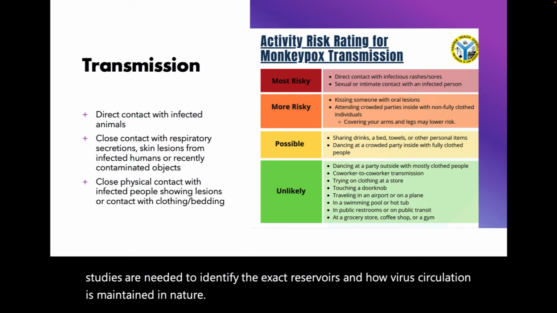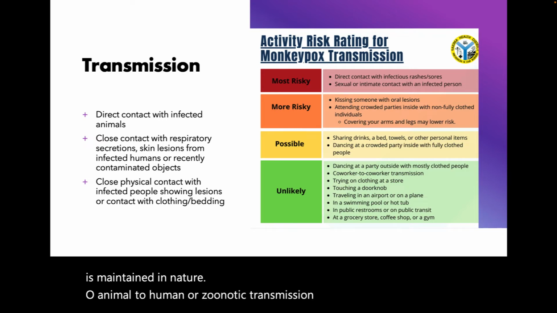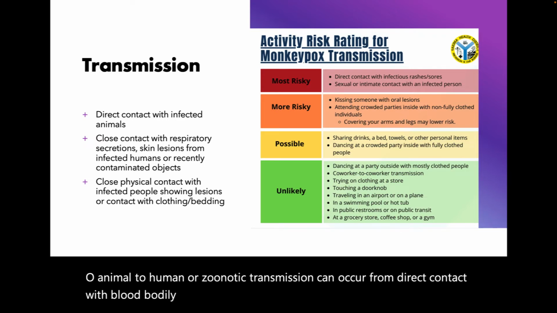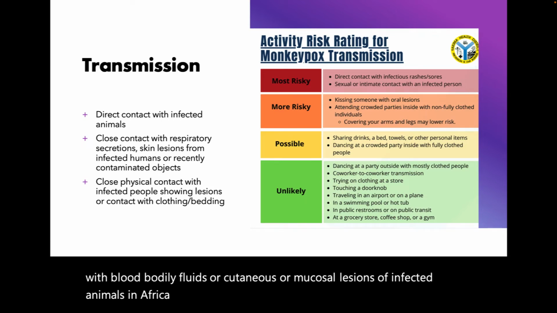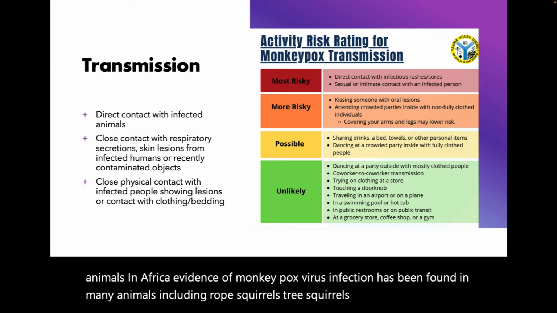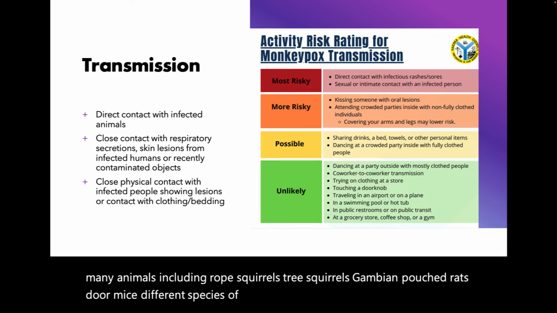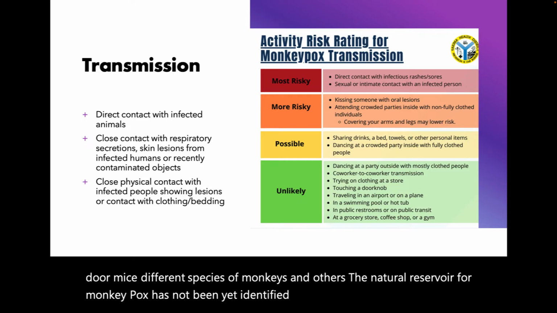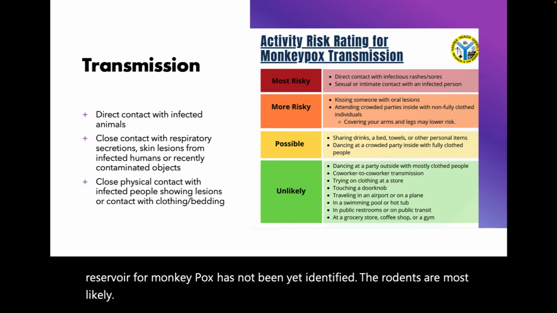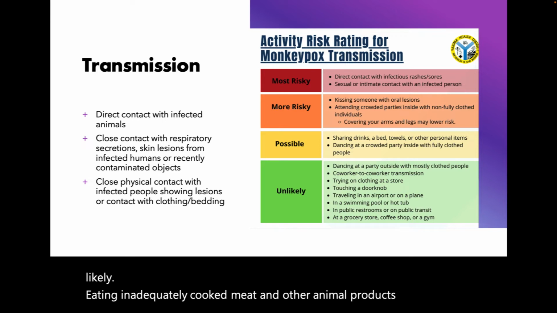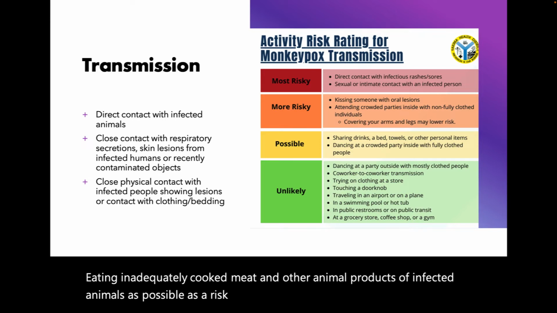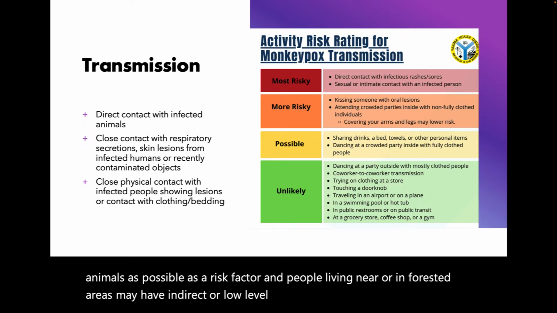So, animal to human, or zoonotic transmission, can occur from direct contact with blood, bodily fluids, or cutaneous or mucosal lesions of infected animals. In Africa, evidence of monkeypox virus infection has been found in many animals, including rope squirrels, tree squirrels, Gambian pouched rats, dormice, different species of monkeys, and others. The natural reservoir for monkeypox has not yet been identified, though rodents are most likely. Eating inadequately cooked meat and other animal products of infected animals is possible as a risk factor, and people living near or in forested areas may have indirect or low-level exposure to infected animals.